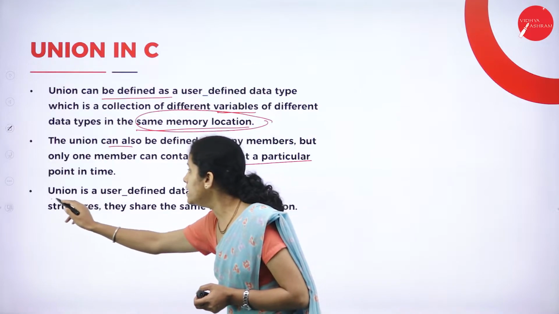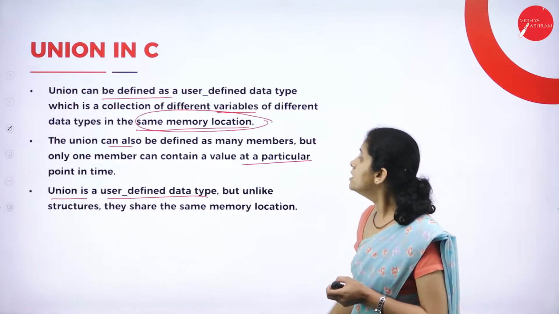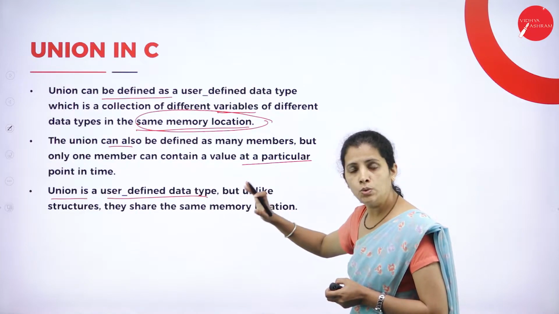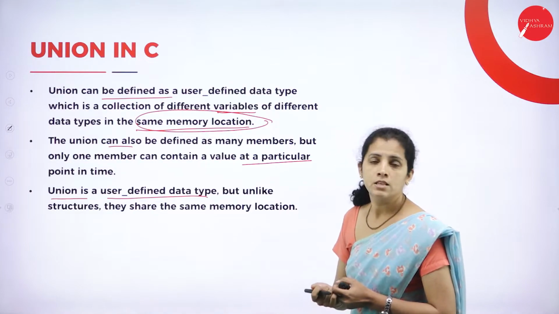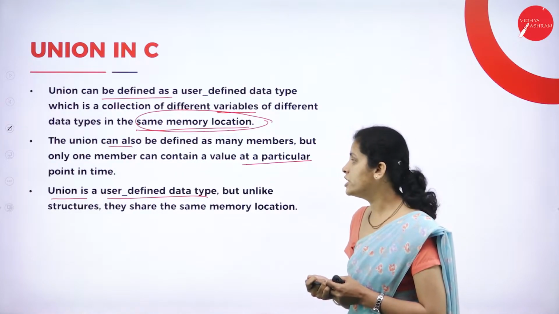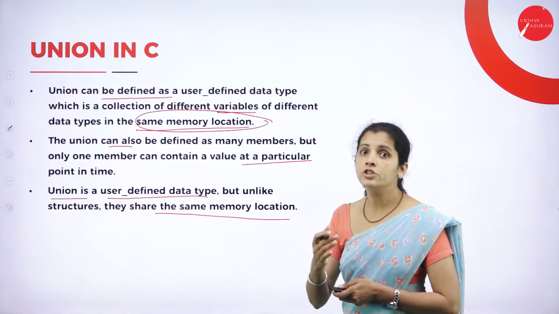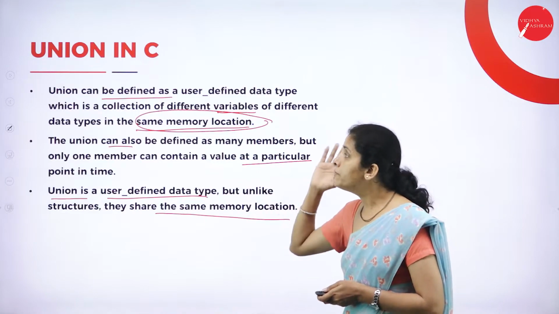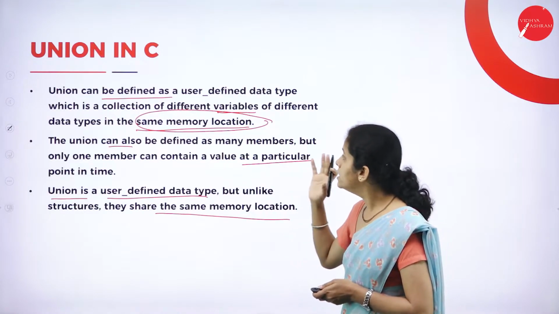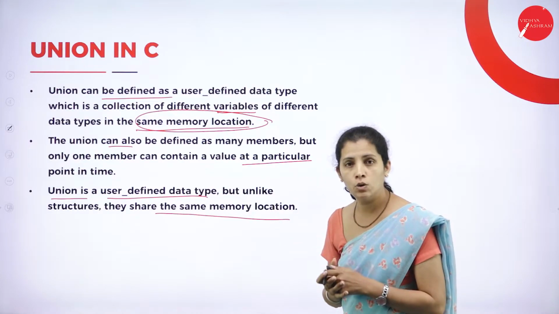So union is a user-defined data type. But if I consider structure, each member gets its own memory location, whereas if I consider union, it is going to use one shared memory location.